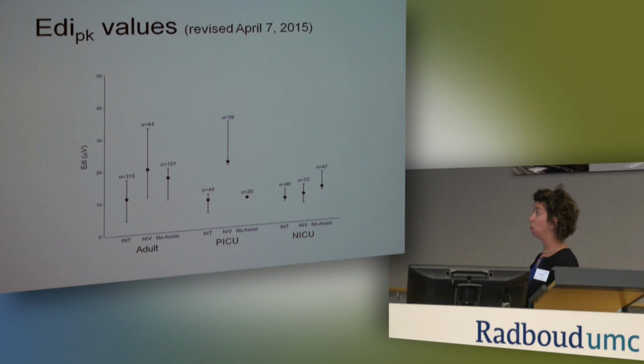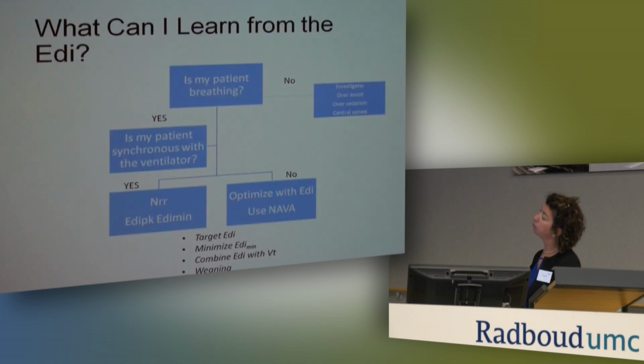Here you have a slide. I've summarized all the work that's been done over the years where diaphragm activity has been reported. And you can see here the ranges. This is adults, pediatric, neonatal, intubated, non-invasive, or with no assist. And you can see here the range we're talking about is around 10 to 20 microvolts for a mean group. This is the number of patients in each group here.